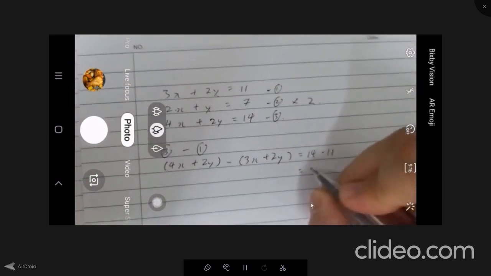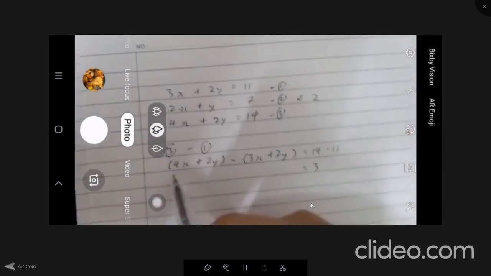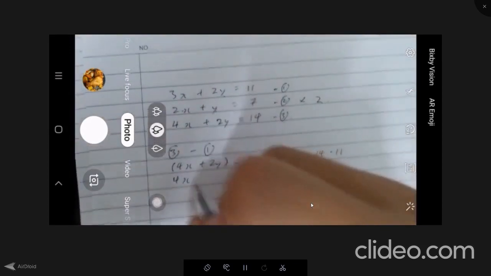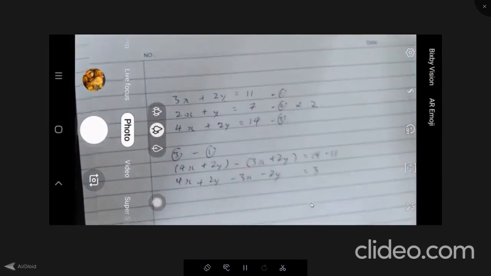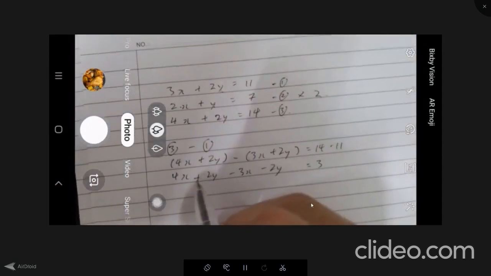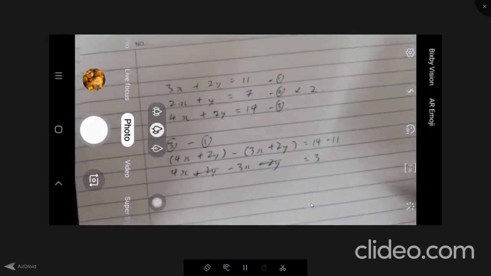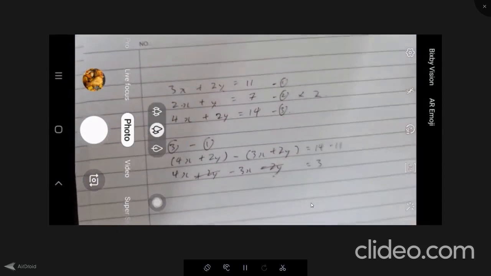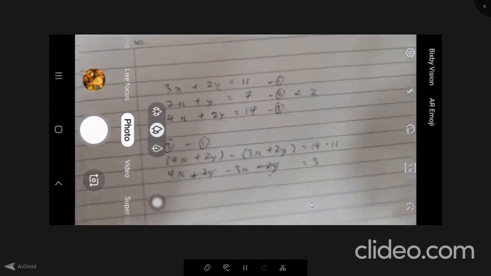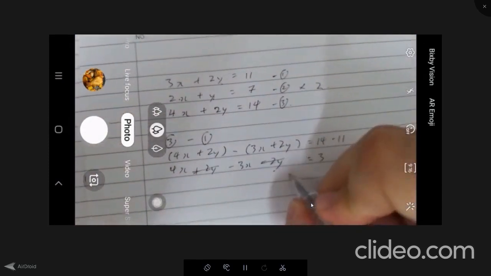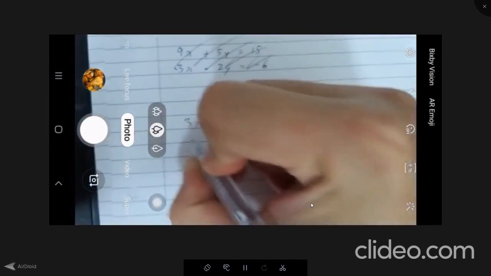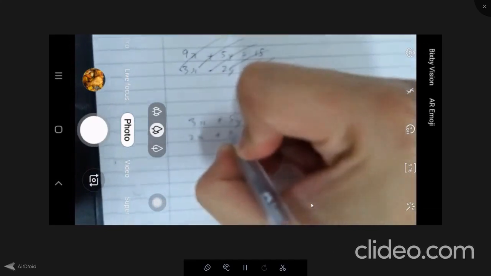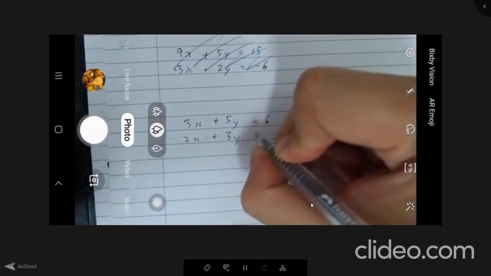So 14 minus 11, you get 3. Here you expand 4x plus 2y minus 3x minus 2y, minus minus. So 2y can cancel with negative 2y, because positive 2y minus 2y equals zero. 4x minus 3x, you get x. x equals 3. Next question: 2x plus 3y equals 6, 5y... equals 5.